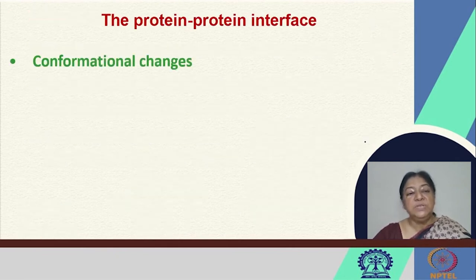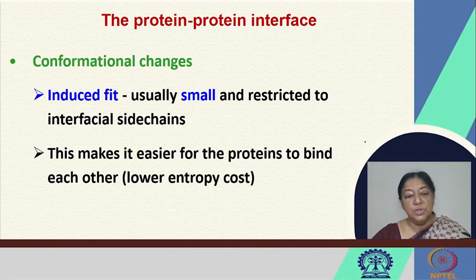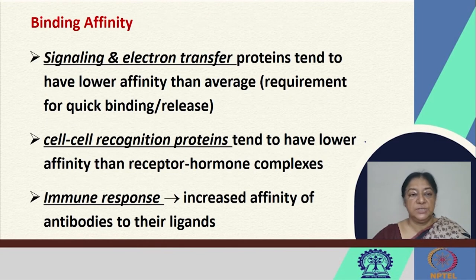So the protein-protein interface can also undergo conformational changes. The induced fit that occurs is usually small, and this is restricted to the interfacial side chains that accommodate to form the complex. So what happens is this makes it easier for the two proteins that are coming together to bind at a lower entropic cost.